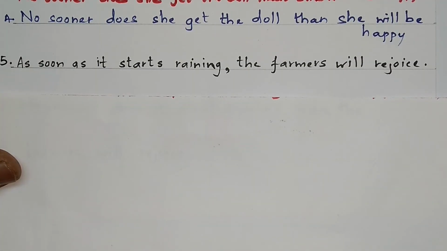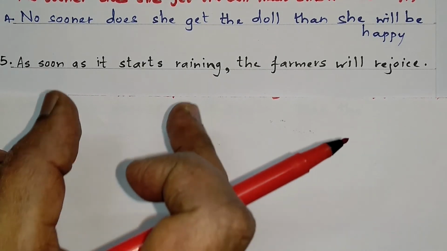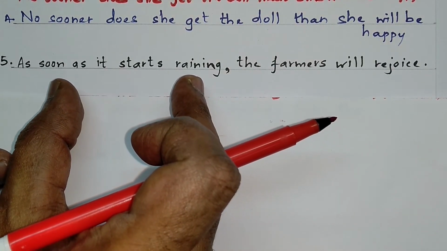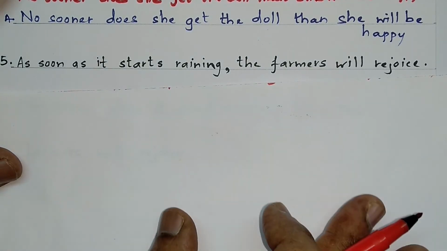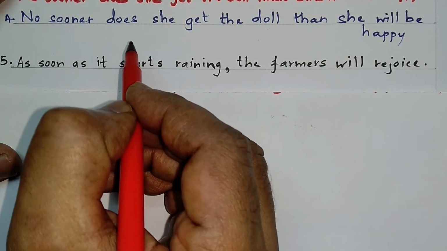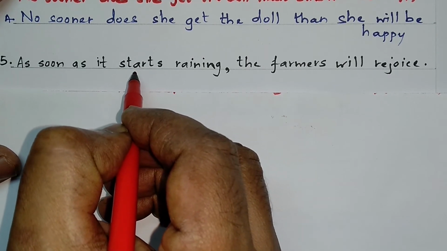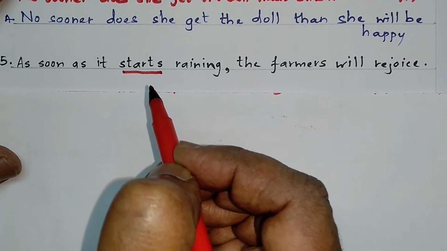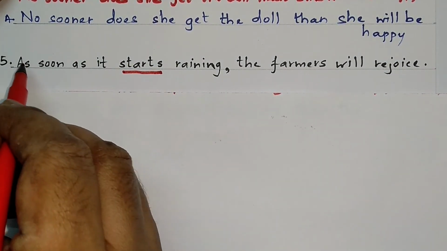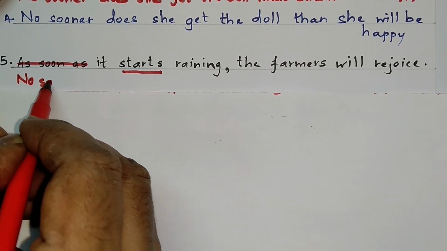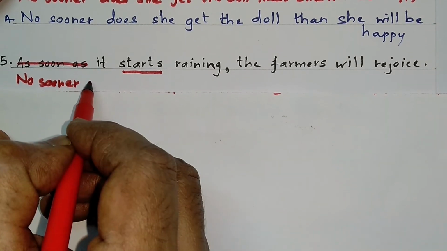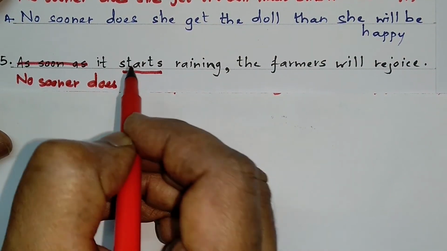As soon as it starts raining, the farmers will rejoice. Once again, the helping verb is not present in the as soon as part of the sentence. So we have to assume does. Why does? Because the verb ends with S. We'll replace as soon as with no sooner, followed by does, followed by the subject.